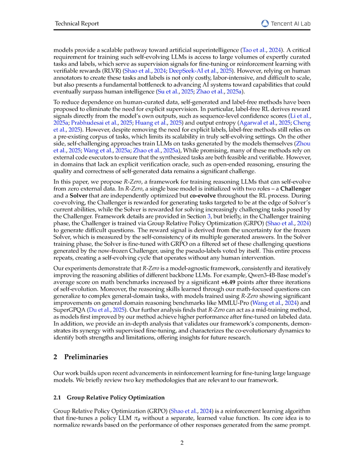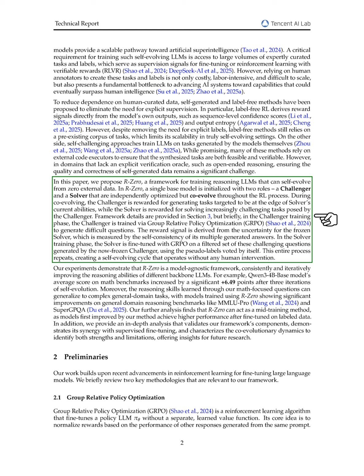Section Summary. In this section, we introduce R0, a self-evolving framework for training reasoning large language models, LLMs, that operates without external data by utilizing a challenger and solver mechanism, where the challenger generates increasingly difficult tasks and the solver learns to solve them. Our experiments show that R0 effectively enhances the reasoning abilities of various LLMs, demonstrating significant improvements in performance on both math and general domain reasoning benchmarks.